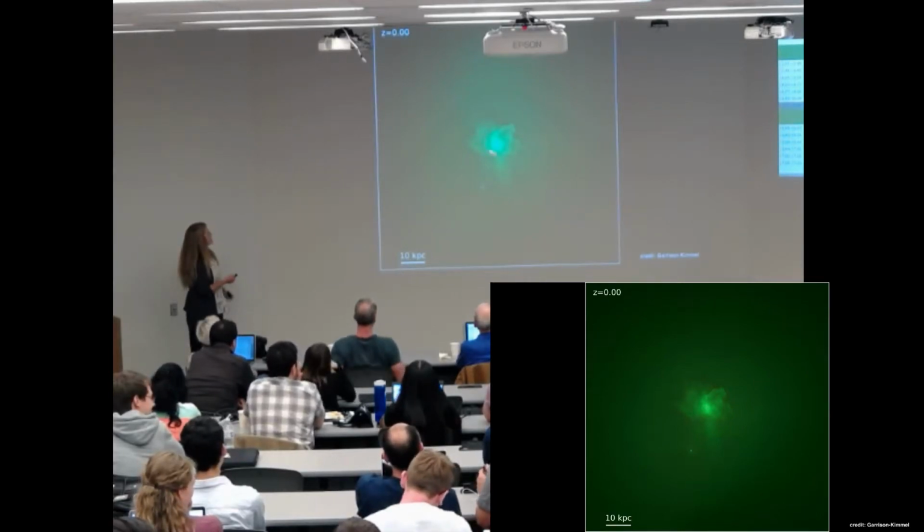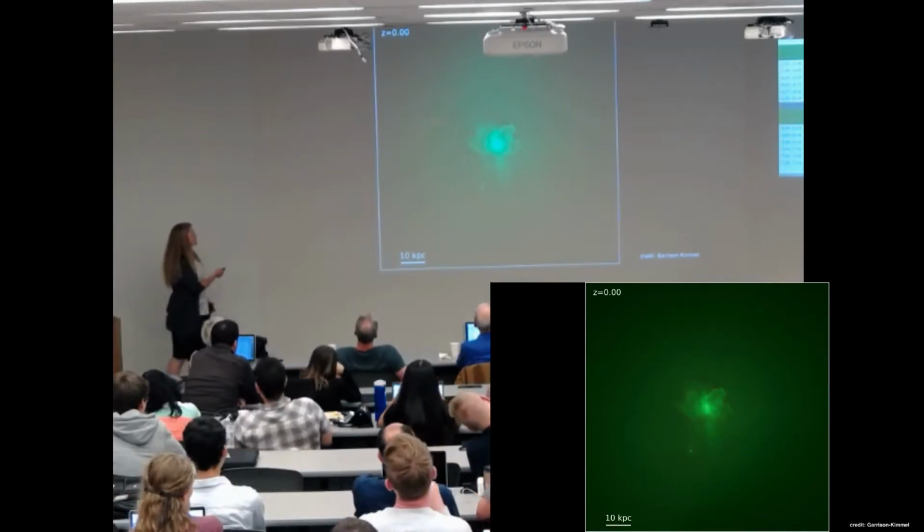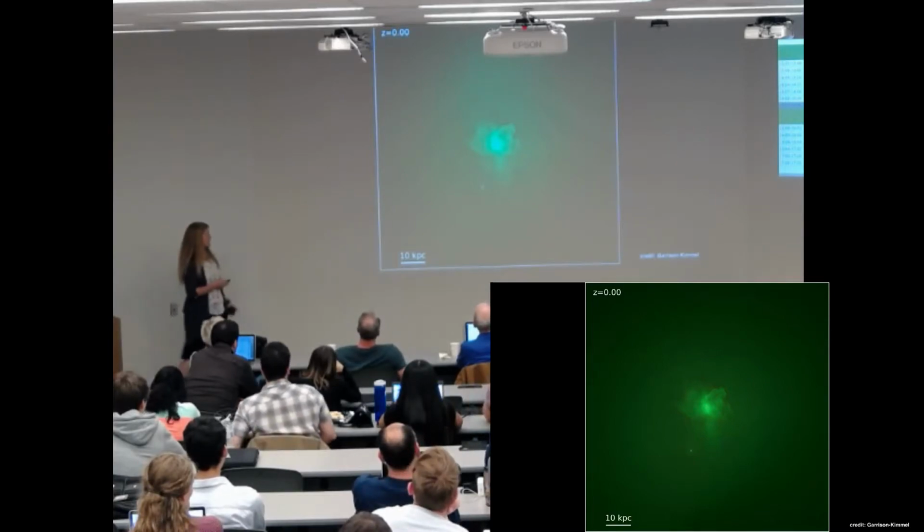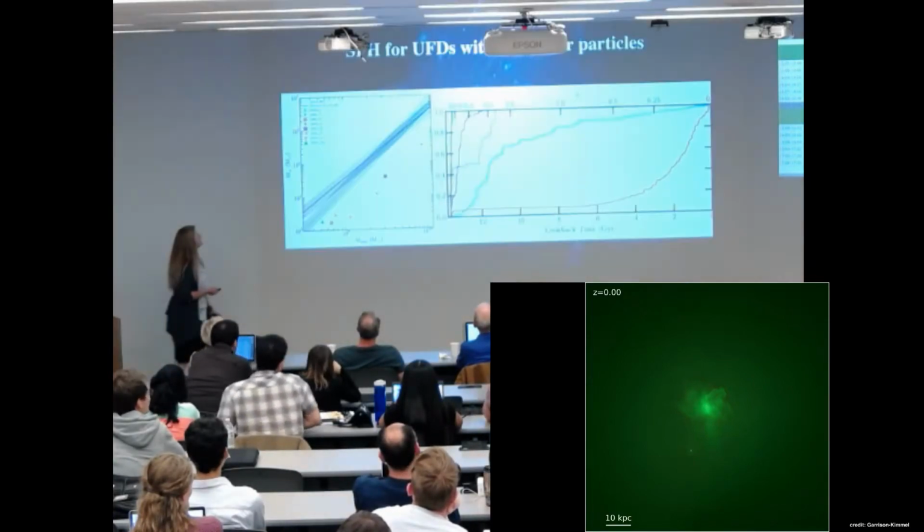And just, you know, this is just kind of a pretty picture, again, made by Shay. Just really look at that structure. This only forms 10 to the 5 solar masses of stars.